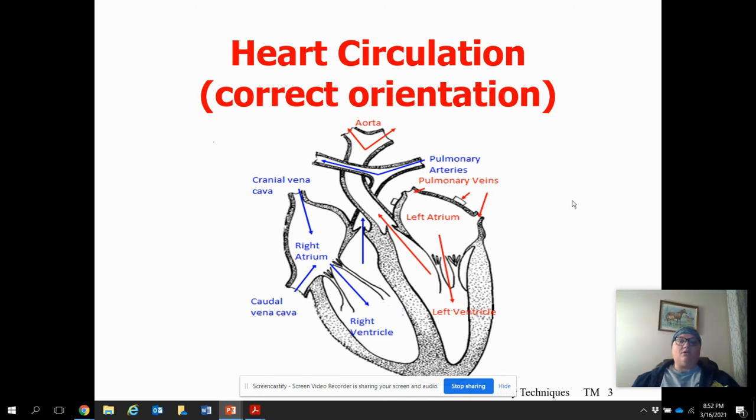So you are the heart. The right side is on the right side and the left side is on the left side. When you're looking at it, you're like right side here, left side here. All right, so you'll see the cranial vena cava here, and then the caudal vena cava here. The cranial vena cava is also called the superior vena cava, and that is typically what I refer to it as. Two different words, same thing. Caudal vena cava and inferior vena cava, two different words, but it's the same thing.